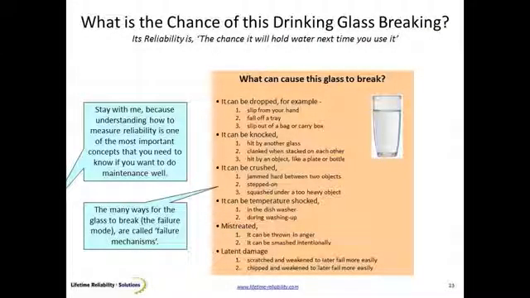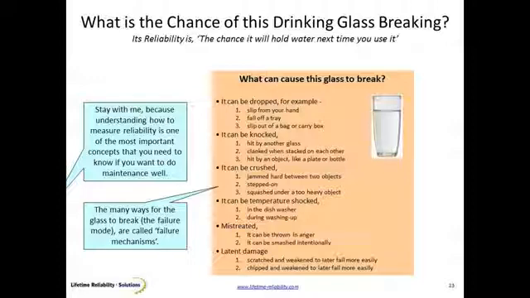All right, this slide here is to help us understand where those curves come from and to talk a little bit about what reliability actually is and what it looks like when we have reliability. So I'm just going to take an example of a glass and talk about how reliable a glass is. What is the chance the glass will hold water next time we want to use it?